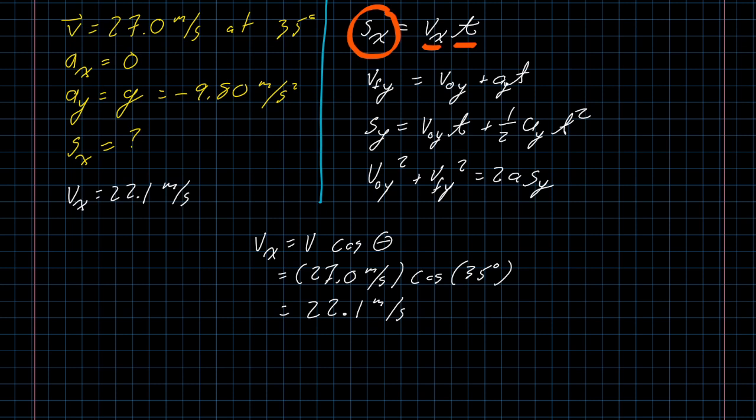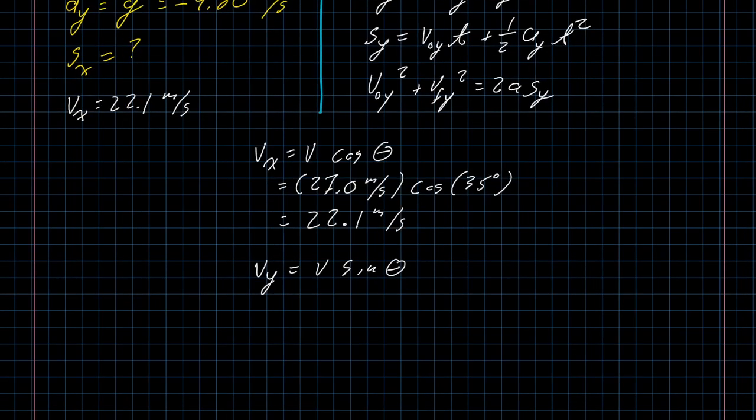And while I haven't conclusively said it was going to be useful yet, while I'm at it, I might as well figure out the y component of the velocity as well. That's going to be v times the sine of theta. I'm running low on space, so I'm not going to write it out again, but 27.0 meters per second times the sine of 35 degrees. My calculator tells me that that is 15.5 meters per second.